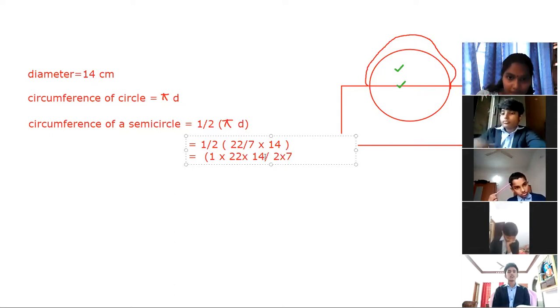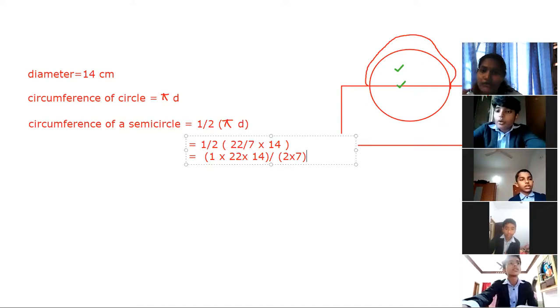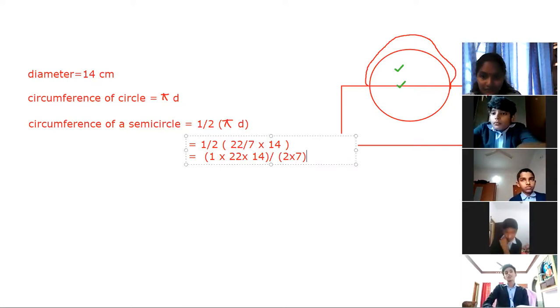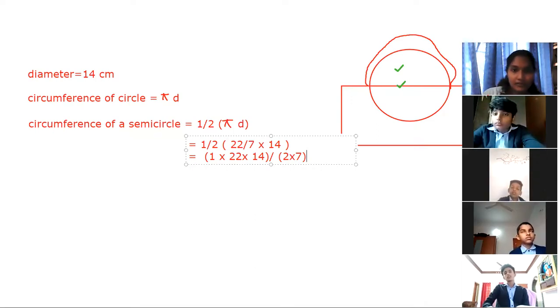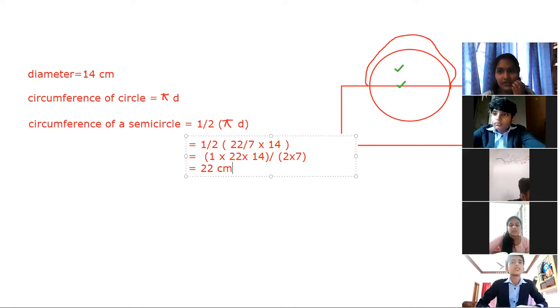That much portion comes in the numerator. And this thing comes in the denominator. 2 into 7. What is 2 into 7? 14. Okay. So we have a 14 in the numerator and denominator, right? Can we cut that in the numerator and denominator? 14 by 14 is there, right? That will become 1. So the remaining part is only 22. 1 into 22, that will become 22 centimeter. Clear? 22 centimeter. You got it, right?